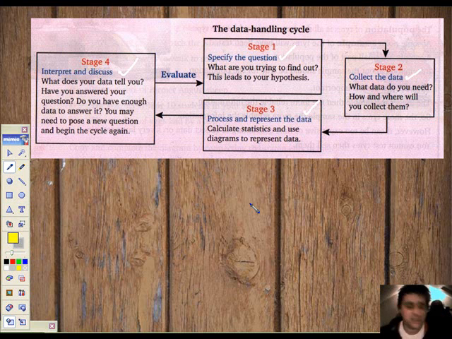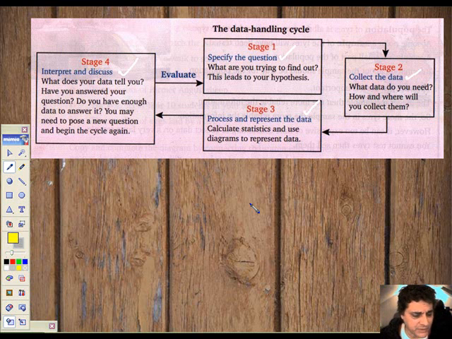Okay, right, so we're into part 3 right now, page 33, and there's no questions on page 33, as you can see. What we've got is a load of teaching about brand new words. I want to focus on this data handling cycle. 4 stages. What's it all for?